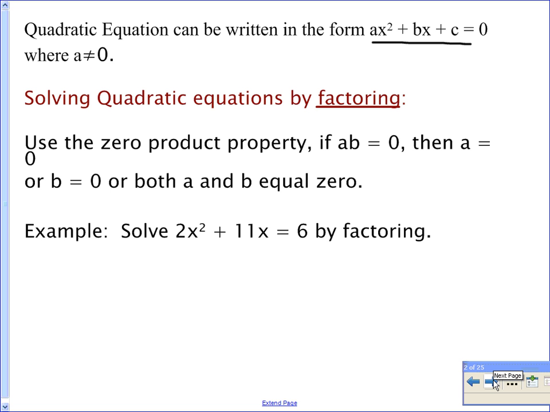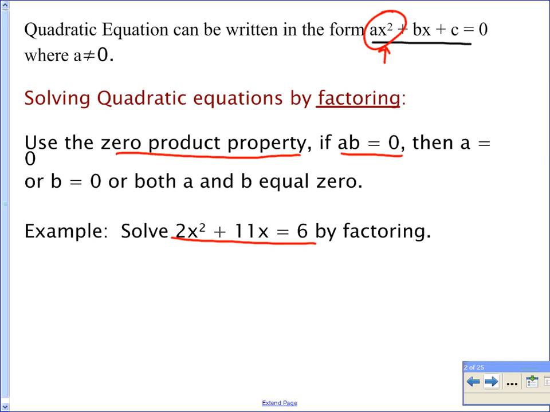So the first example here, I have given you, we are going to solve this quadratic by completing the square. So here we have the standard form of a quadratic equation, and you notice that it does have its quadratic term, which is this, and that a cannot be 0, because if it were 0, it wouldn't have the quadratic term. So when you're solving a quadratic equation by factoring, you're going to use the zero product property, which says that if a times b is 0, then either a is 0 or b is 0, or both a and b are 0.